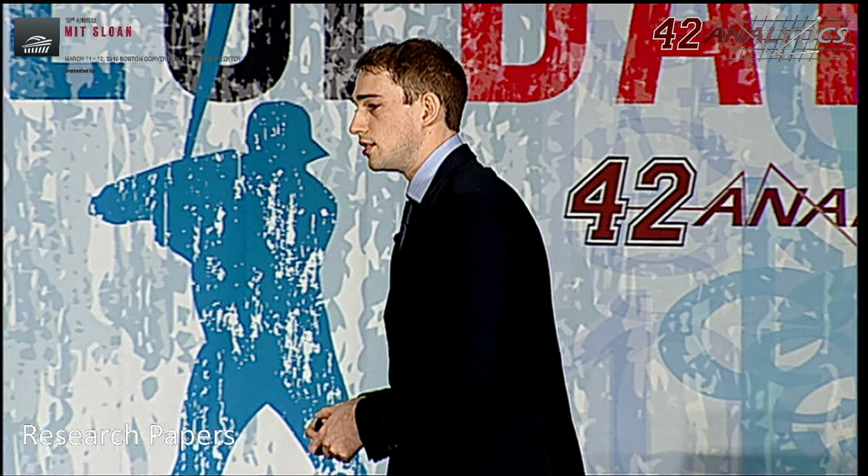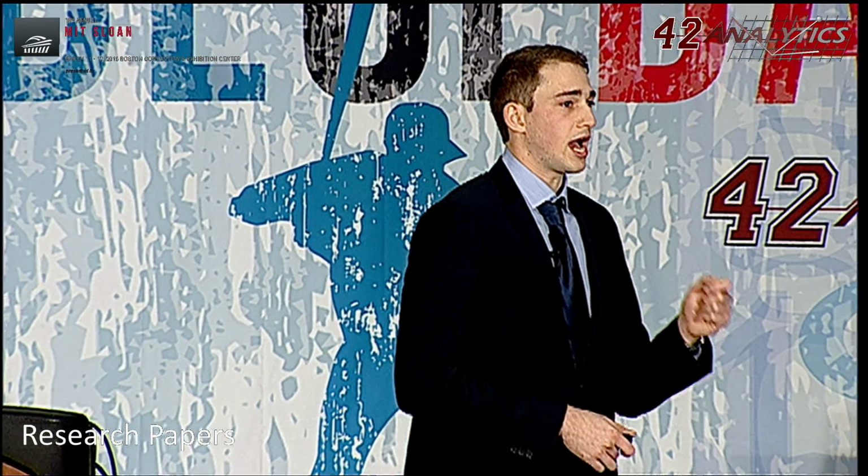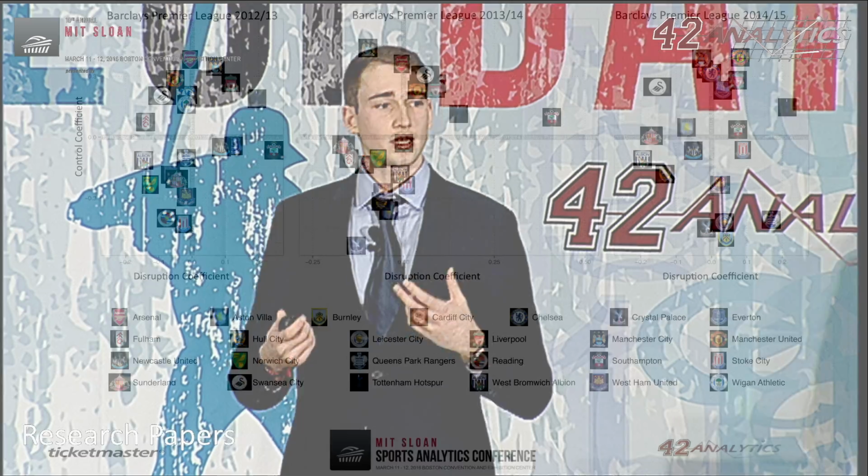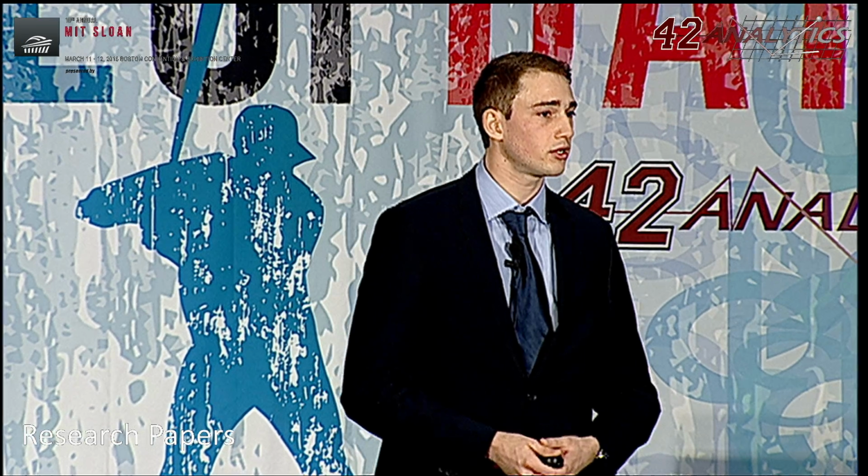So now that we've accounted for the spatial variation, let's look at our new metric. So this gives us the control coefficient, which tells us how good a team is at keeping control of the ball on the y-axis, and the disruption coefficient on the x-axis, which tells us how good a team is at disrupting their opponents. This data is for the past 3 full seasons of the English Premier League, and what these coefficients do is they shift up or down the disruption surface that you saw on the previous slide, depending on the side.